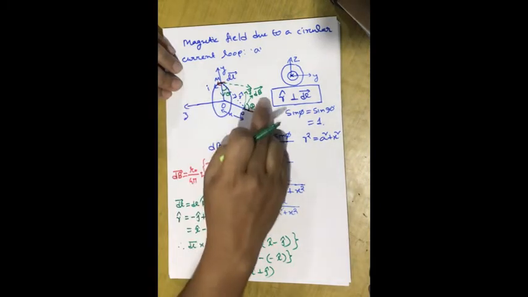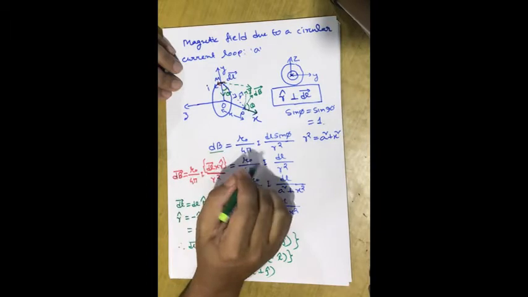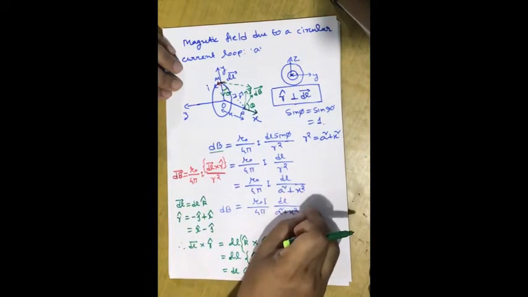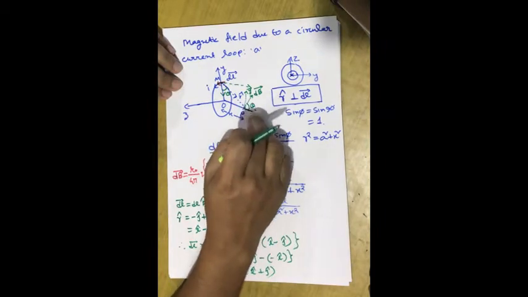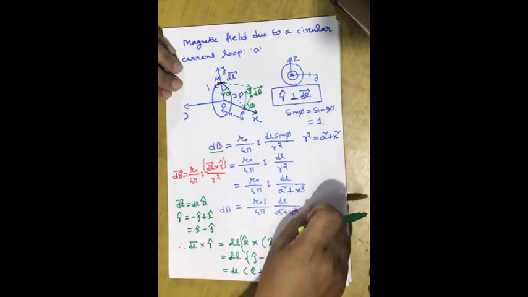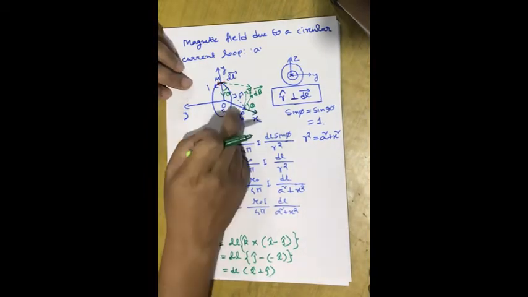Whatever the magnitude of the magnetic field we have found, we have to multiply it by cos theta to get the component along the x-axis, and multiply it by sin theta to get the component along the y-axis. But there is a twist here.